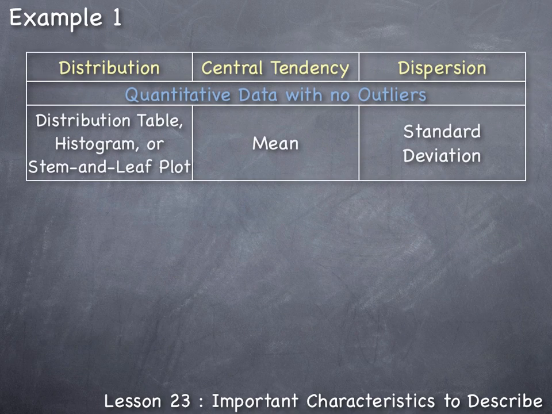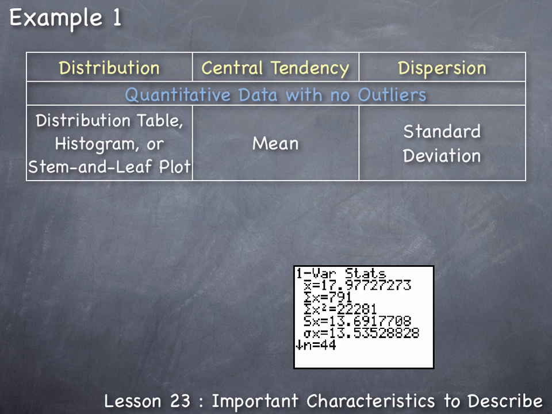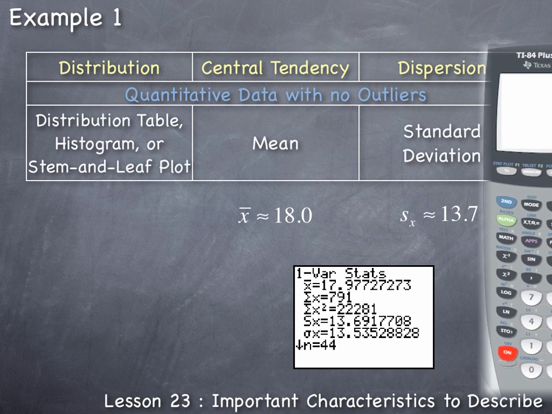So we've already used the TI-84 calculator to calculate the mean and the standard deviation. So we found that the sample mean, x bar, rounds off to about 18.0 hours, and the sample standard deviation, S sub x, rounds off to about 13.7 hours. Now, as far as the graphical method that we can use to display the distribution of the data, the TI-84 calculator can also help us here because it's programmed to construct histograms.